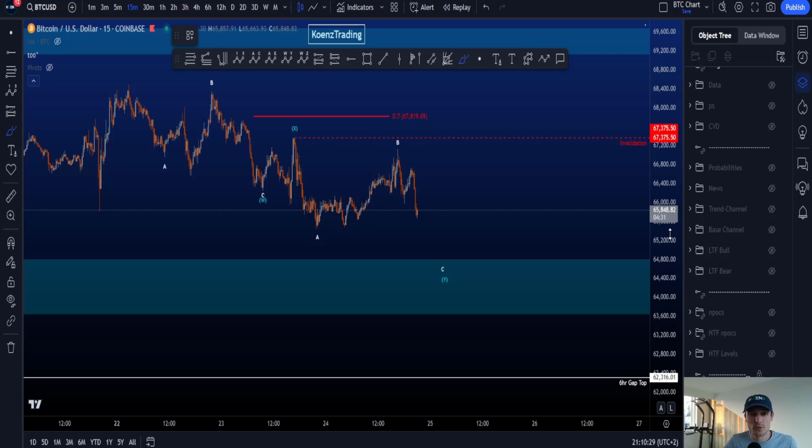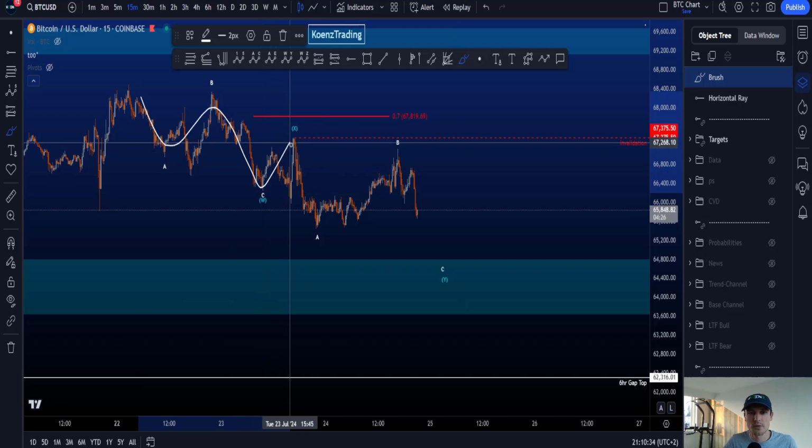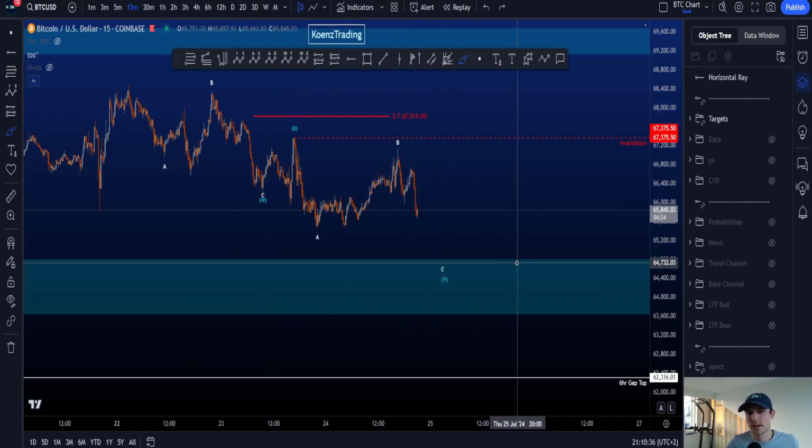Now, just to show you the WXY double zigzag on the chart as well, here you have your A, B, C, and W, X, and your A, B, C in a wave Y.